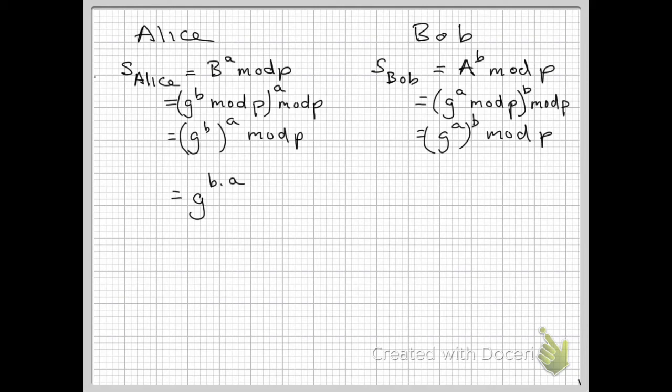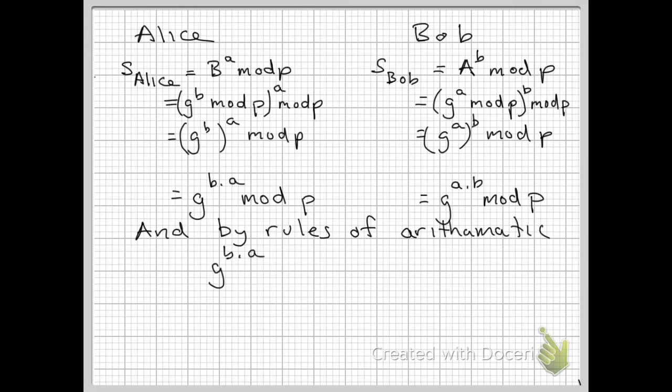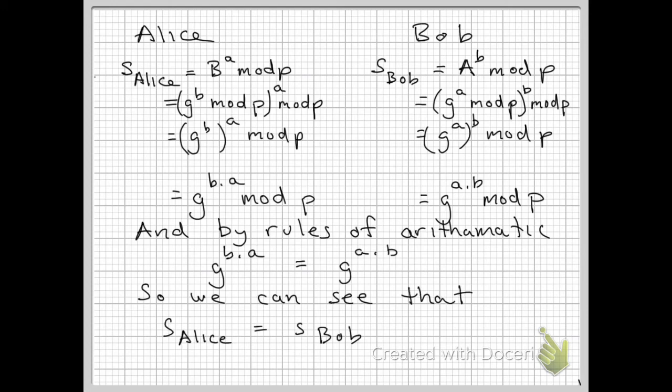Now, because of the rules of algebra, we can say G to the b raised to a is equal to G to the b times a. We do the same on the right-hand side. And by the rules of arithmetic, G raised to b times a is equal to G raised to a times b. So we can see that S Alice is equal to S Bob.